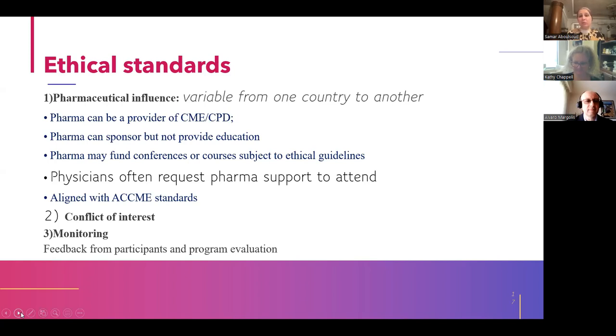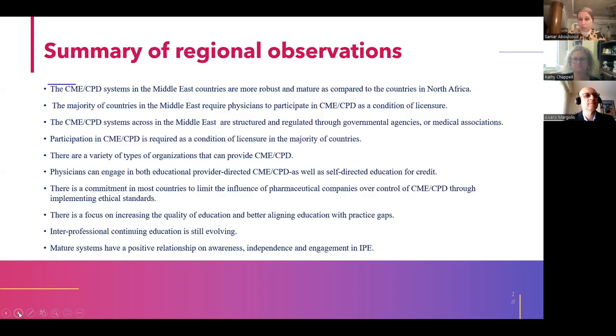Again, this is variable from one country to another, but it is to be mentioned that countries are very keen to align with the ACCME standards, which ensures the independence from pharmaceutical influence. Still, pharma can provide CME CPD in some countries. Pharma can sponsor but not provide education in others. And monitoring of the process occurs via usage of feedback from participants and program evaluation.